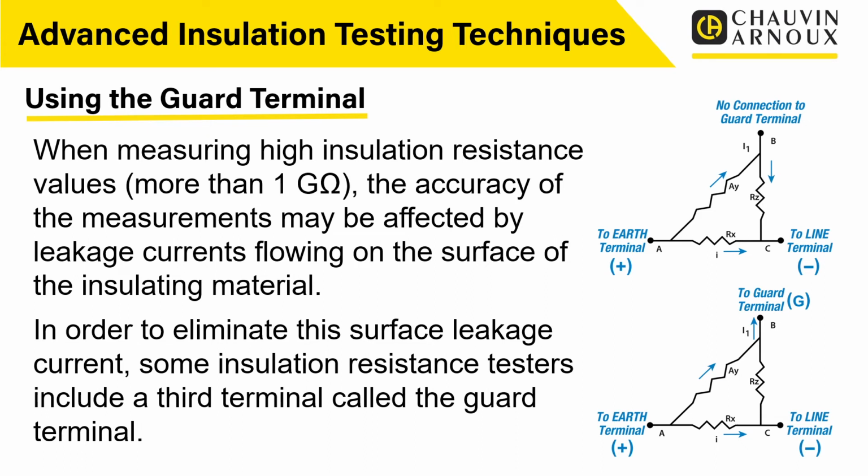The accuracy of the measurements may be affected by leakage currents flowing on the surface of the material. So not through the insulation, which is what we're trying to measure. This is almost leaking around the insulation. So again, you may get false readings, readings that appear lower than you were expecting, and that might lead you to think that equipment is damaged or faulty, when actually it is just surface leakage currents. So in order to eliminate the surface leakage current, some insulation resistance testers include a third terminal called the guard terminal.